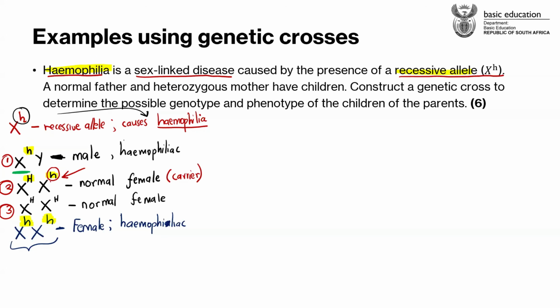So when it comes to being sick or not being sick, this female is not sick. The female here that has capital letter H and small letter h is not sick because the dominant allele is there. But she is carrying the recessive allele, that's why you call her a carrier. She is carrying the recessive allele, but she is not necessarily sick herself.